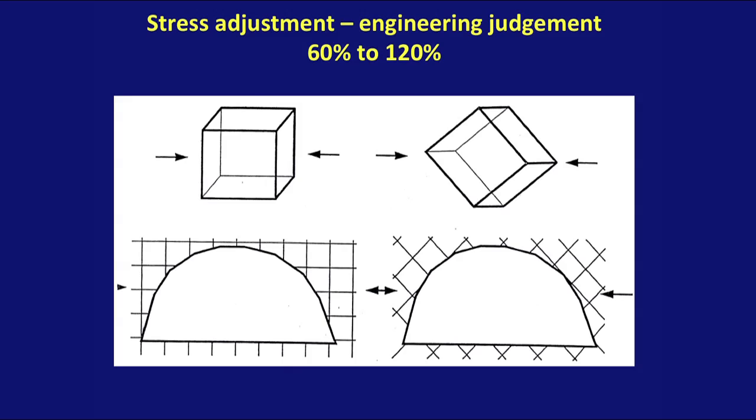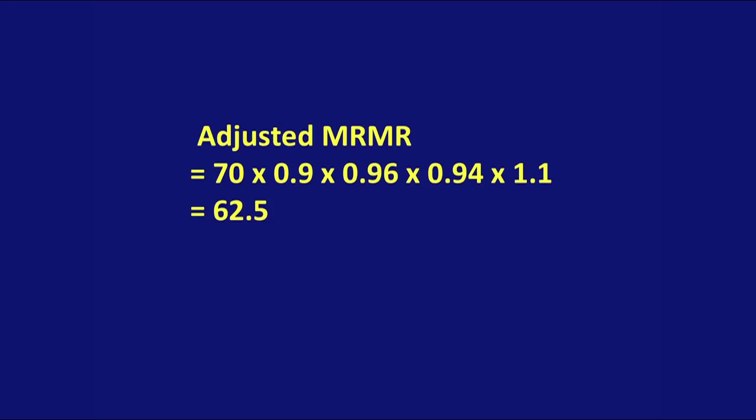So we can calculate an adjusted mining rock mass rating, and it will be 70 multiplied by 0.9 times 0.96 times 0.94 times 1.1 if we assume that we have an enhanced confinement. And that's going to give you an adjusted mining rock mass rating of 62.5.